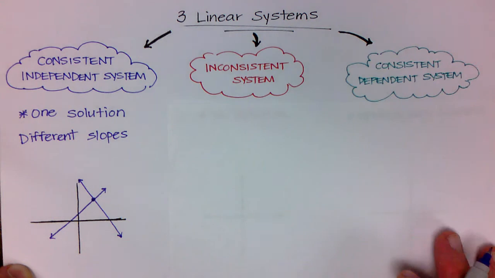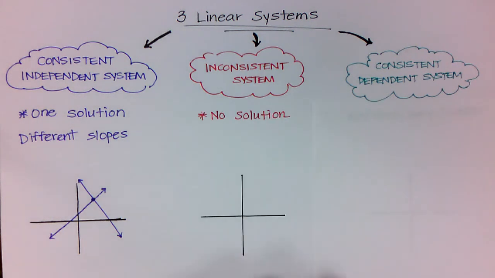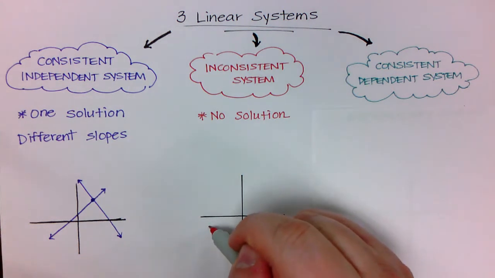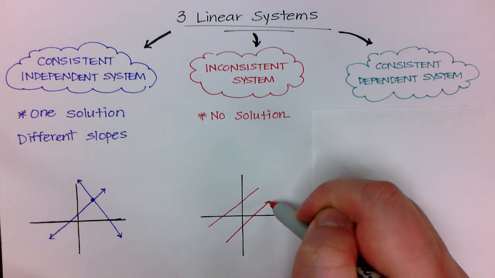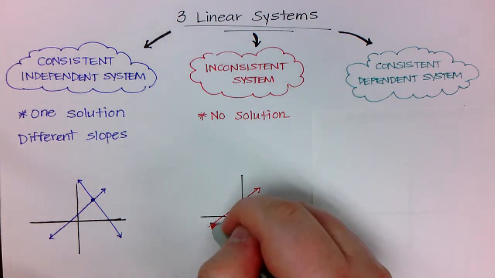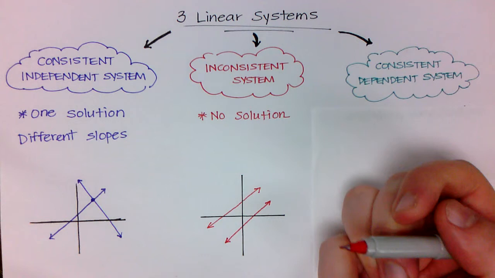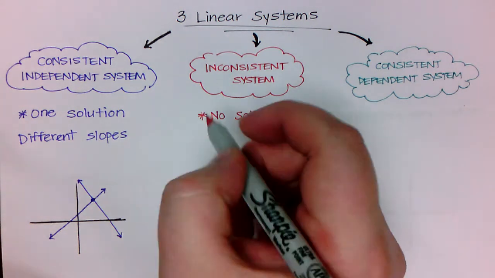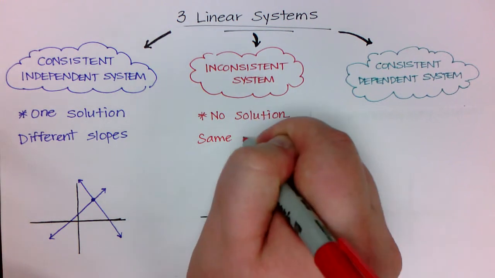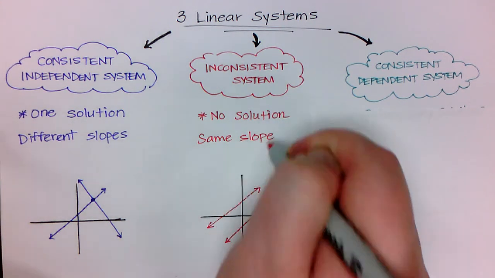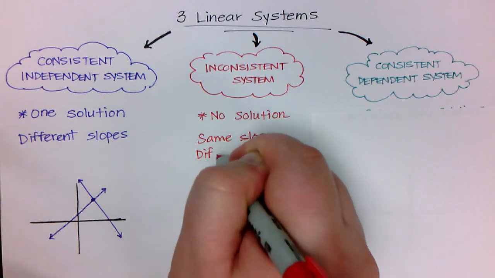Okay. For an inconsistent system, there's not going to be any solution at all. And you might be wondering, well, how is that going to happen? Well, if you have two lines that are parallel, they're never going to meet, which means that there's no solution. They're never going to intersect. Okay? So what we're going to see in this case is that the two lines will have the same slope, but they're going to have different y-intercepts.